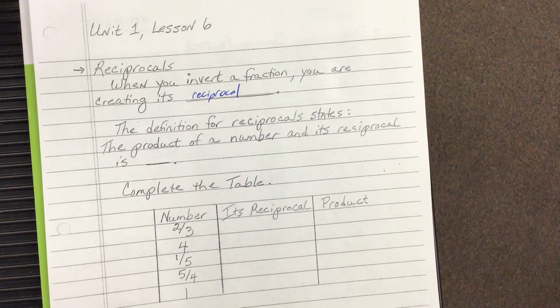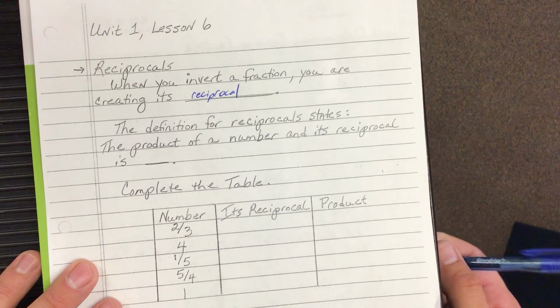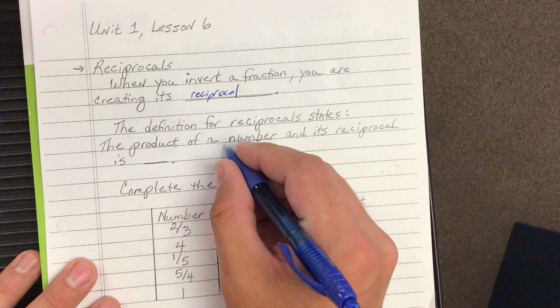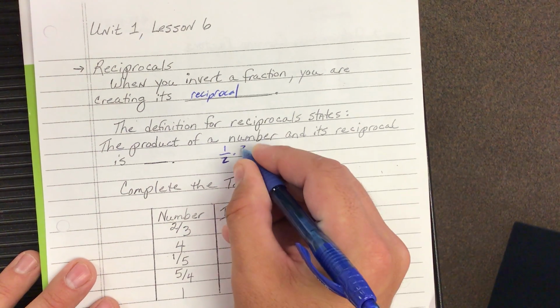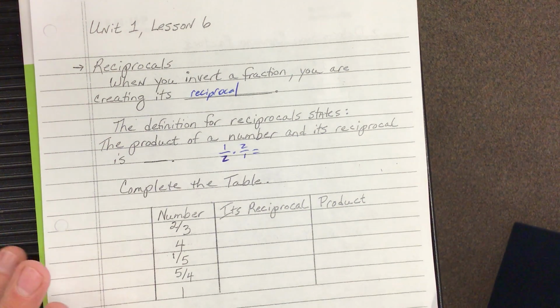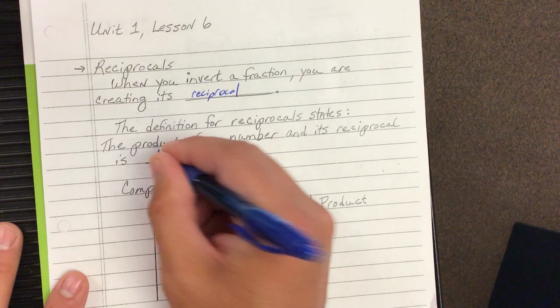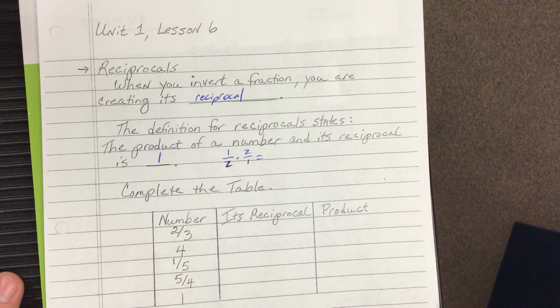The definition for reciprocal states the product of a number and its reciprocal is blank. So let's just use a number of a half, for instance. What's a half flipped over? 2 and 1. So if I multiply those two together, I would get 1. You always get 1. So the product of a number and its reciprocal is always 1.